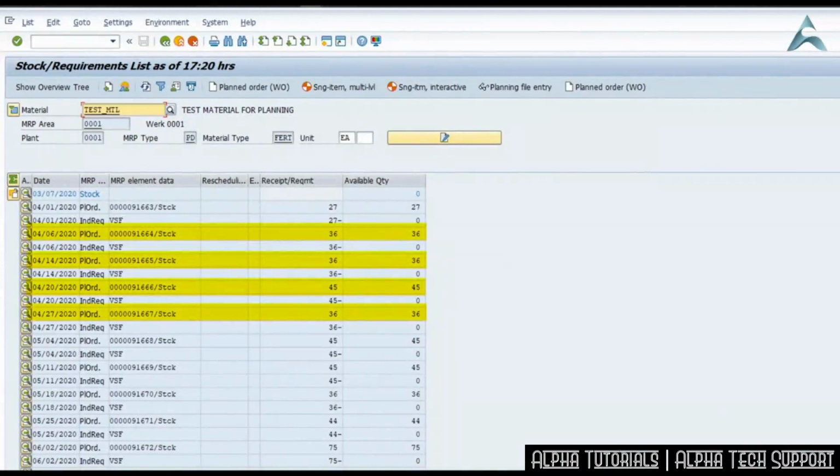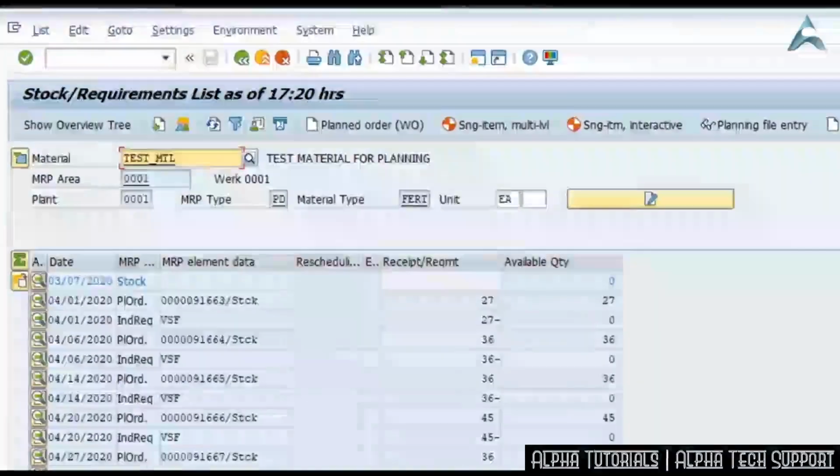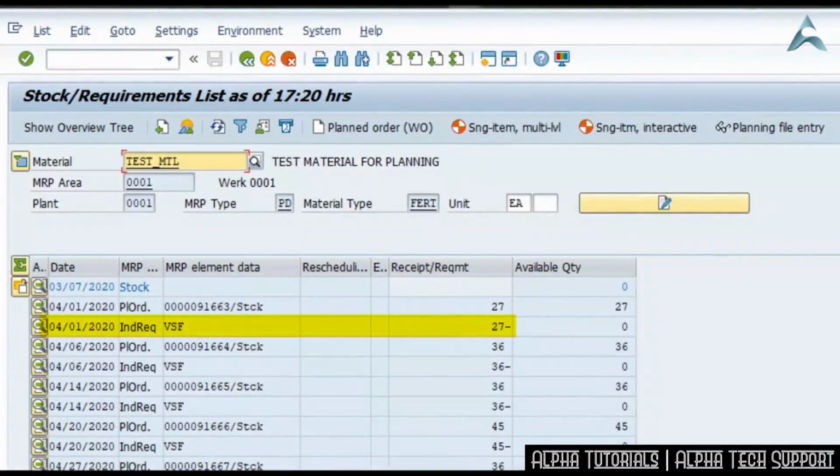The system is proposing a planned order because this is a manufactured finished good, something that is produced in our shop floor. The planning engine created planned orders in the exact quantities to meet the exact forecasted dates that we have loaded into the system. So as you can see, we need 27 eaches of this finished good available on April 1st because we expect customer orders to come through roughly near that quantity. So SAP has proposed a planned production order that would have 27 available right at that time, April 1st. So we're going to leave it at this point now.